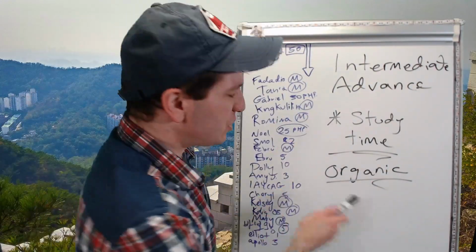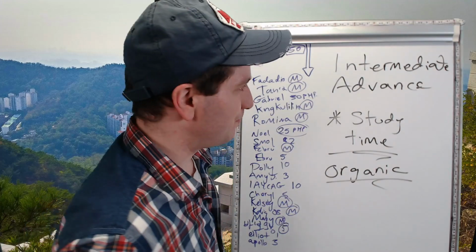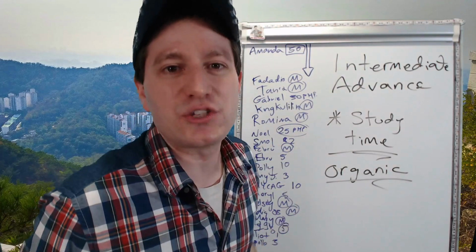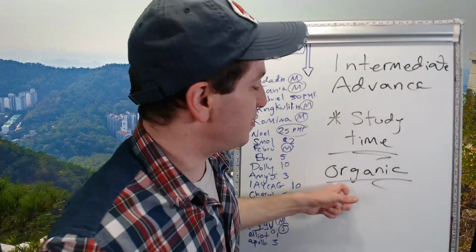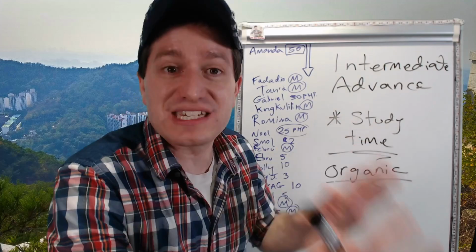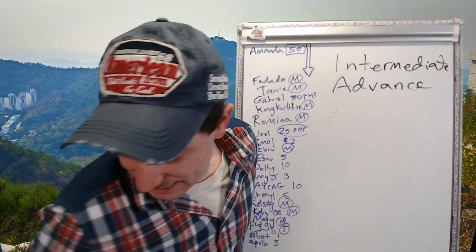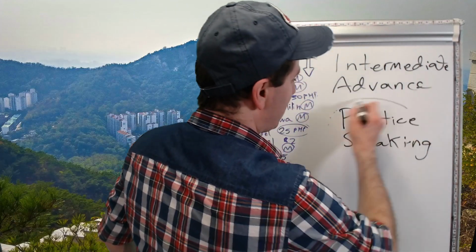Real stuff. This is what you need to get fluent at Korean. Increase how much time you're spending doing these sorts of things. So this is the fun kind of studying. It's active, but it's still going to be entertaining to you because it's organic, not just textbook study. And this is the same no matter what level you're at.